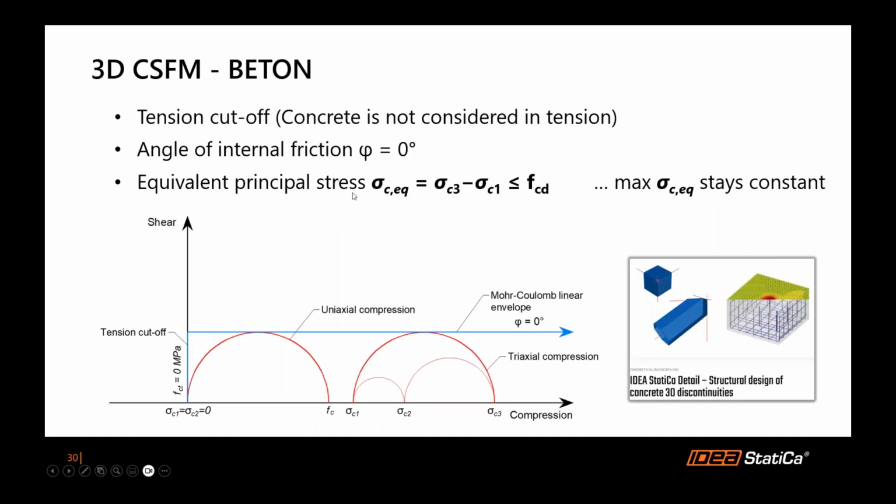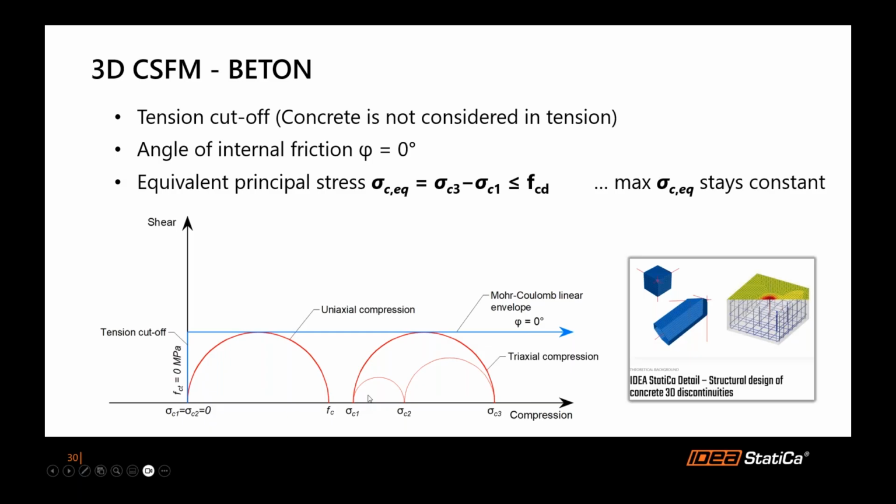So here is the Mohr-Coulomb model, which can be found in the 3D CSFM method. We see the tension cutoff on the left, and the blue line demonstrates the linear Mohr-Coulomb plasticity envelope. The practical consequence of introducing a zero angle of internal friction is that the maximum possible difference between sigma C3 and sigma C1 remains constant for any value of sigma C3.